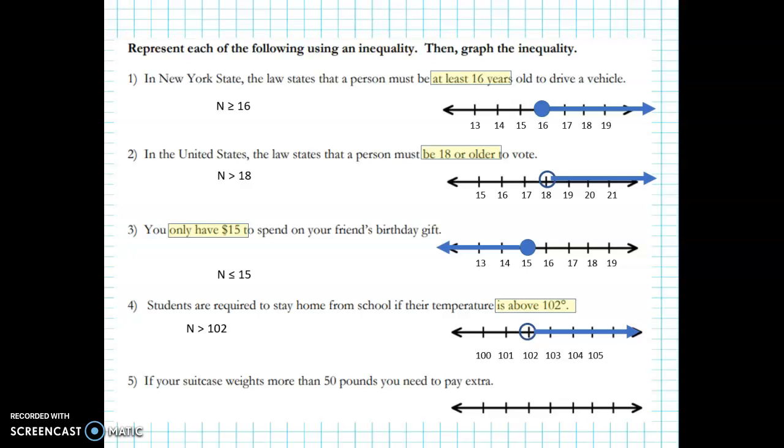Our last problem, if your suitcase weighs more than 50 pounds, you need to pay extra. So it can weigh 50, but once it gets over 50, then you need to pay more. So n is greater than 50. Put your numbers down. You need an open circle on 50, and then fill in the arrow to the right.